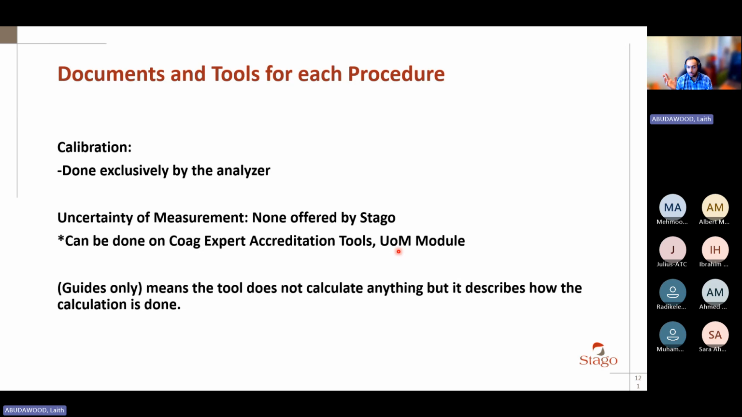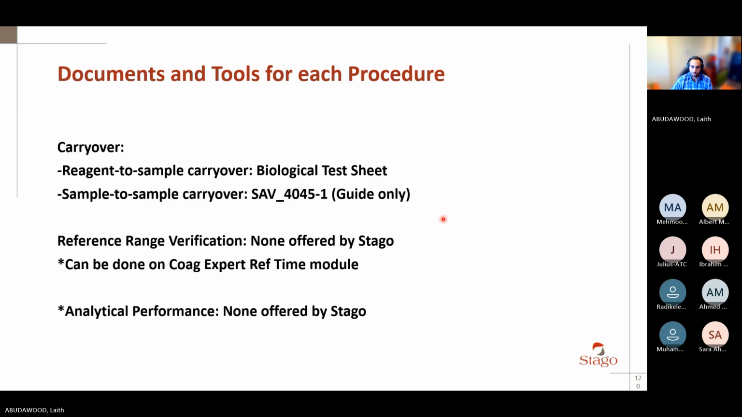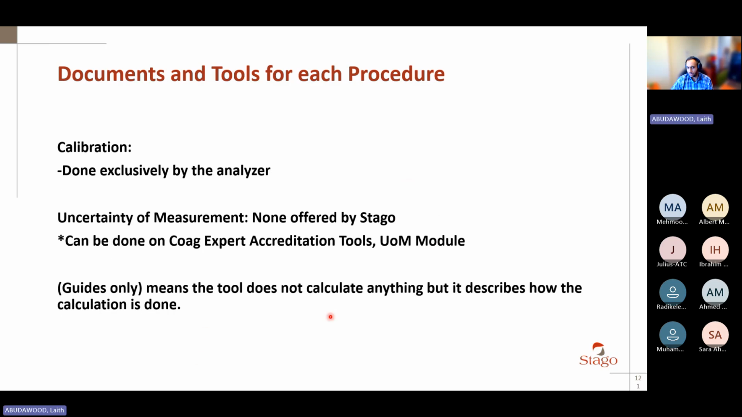As long as you have external quality control, proficiency testing, then you can use the uncertainty of measurement module on COAG Expert. If you don't, you can use the calibration. But you have to have either the calibration uncertainty of measurements or the proficiency testing reports that come from Qualers or otherwise. And this is what I mean with guides only, this stuff. So guide only means you cannot calculate from this document, but it gives you guidance on how to do things.